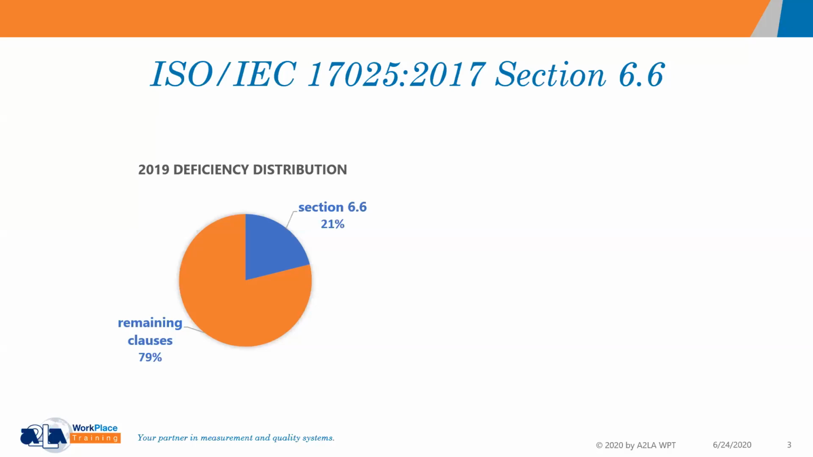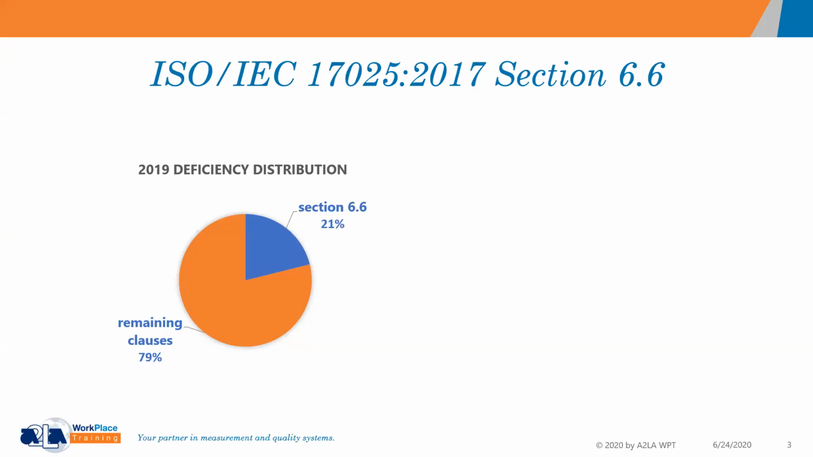One thing that I want to note is that the majority of audits that we did last year were for labs that were transitioning. So a lot of these labs were going from the 2005 version of the standard to the 2017 version of the standard. And therefore, because of these new requirements that were in place, they missed these new requirements. That was a big reason why a lot of the deficiencies were cited against 6.6. It's the top 4th section of the standard that had deficiencies cited in 2019, making up 21% of the deficiencies cited.